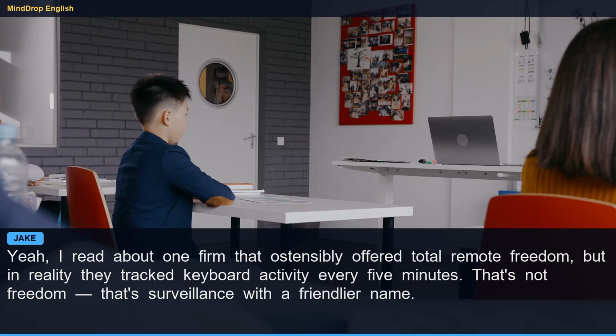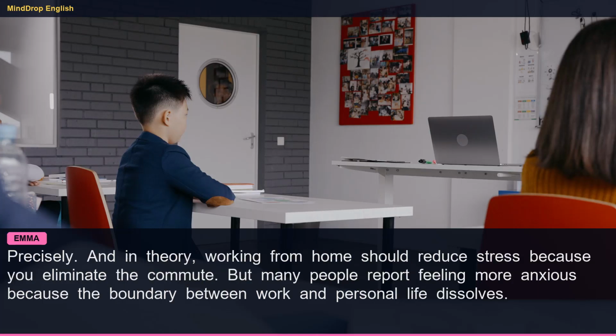Yeah, I read about one firm that ostensibly offered total remote freedom, but in reality they tracked keyboard activity every 5 minutes. That's not freedom. That's surveillance with a friendlier name. Precisely. And in theory, working from home should reduce stress because you eliminate the commute. But many people report feeling more anxious because the boundary between work and personal life dissolves.